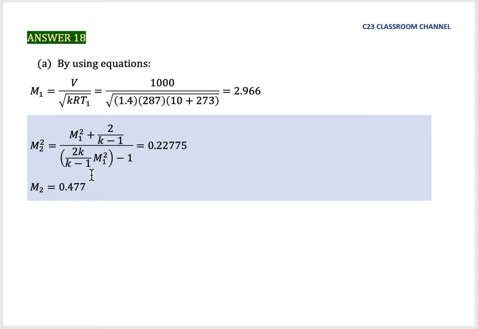Then we could calculate the value of Mach number 2 after the shock wave by using this equation. We substitute all the values, and we get 0.22775, and this value is actually the Mach number after the shock wave to the power of 2. So we take the square root and then we get M2 equal to 0.477.